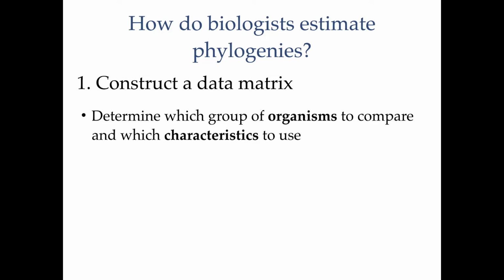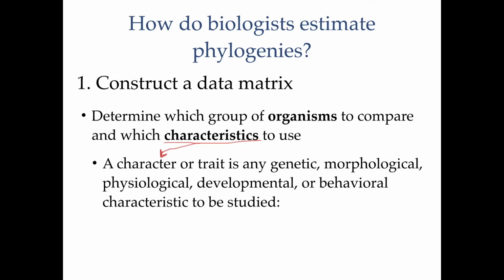And then once we choose the group of organisms that we are looking to study, so that would be our in-group, we are going to determine which characteristics we are going to use. What do I mean by characteristics? A characteristic would be a character or a trait, any genetic, morphological, physiological, developmental, or behavioral characteristic that we can use to distinguish between one organism and another.